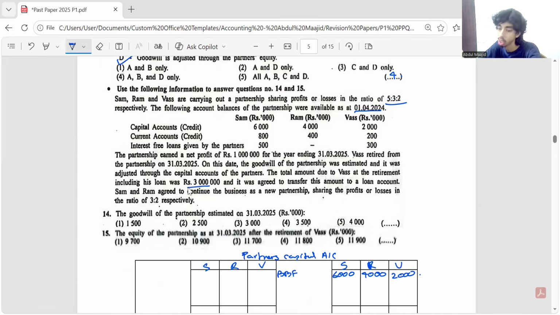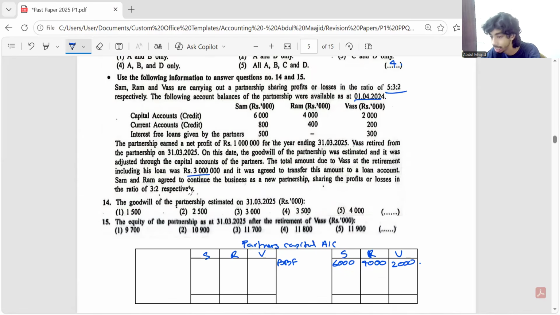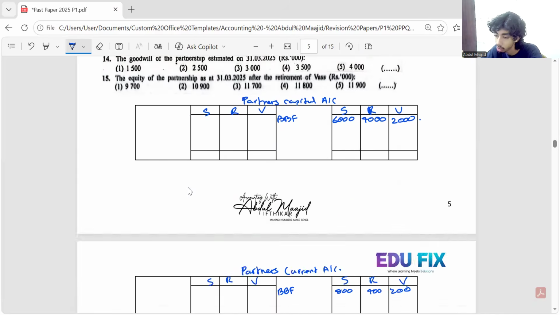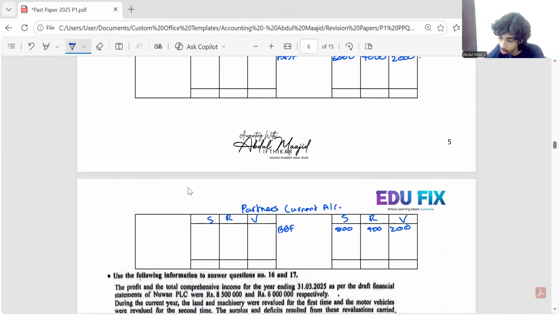Okay. Now first of all, see here Vas is retiring at the end of the year, right? If he's retiring at the end of the year, you will have to transfer his capital account portion at the end of the year. Then you have to complete the current account and then transfer it. He's retiring at the end of the year. You can't just transfer this 200.